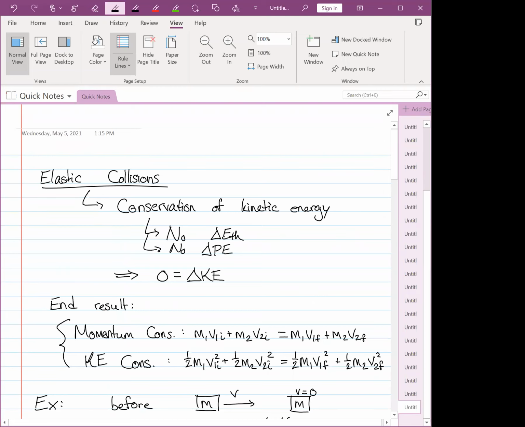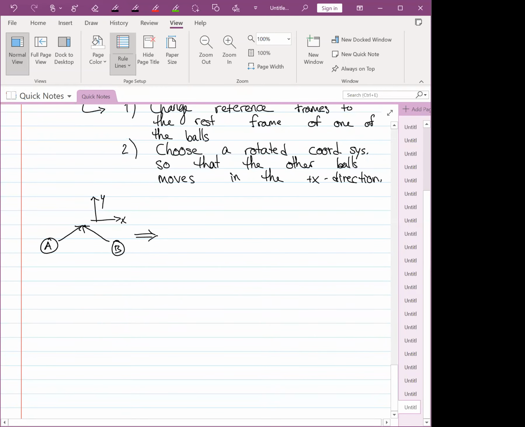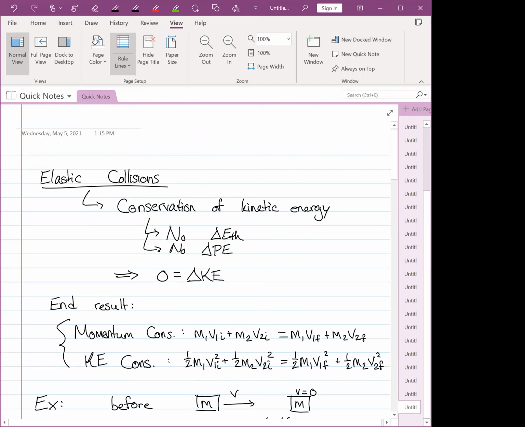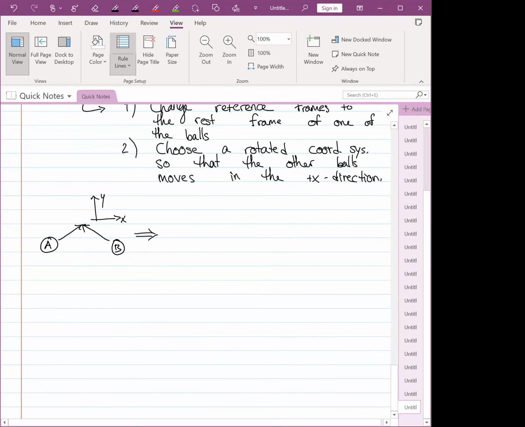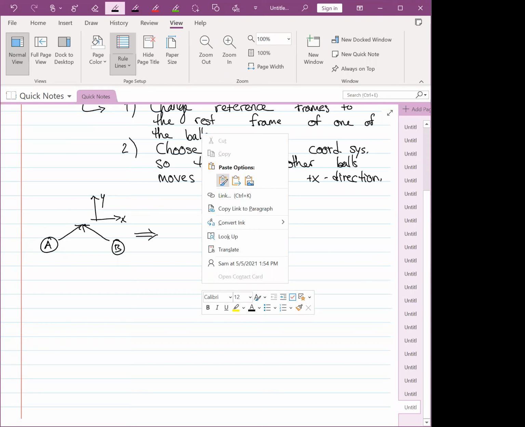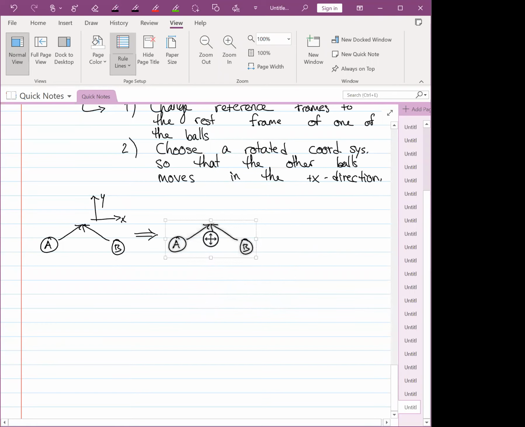Oh boy. There we go. Oh, why does it keep going up to the top? Paste. I'm just copying and pasting so it looks consistent.